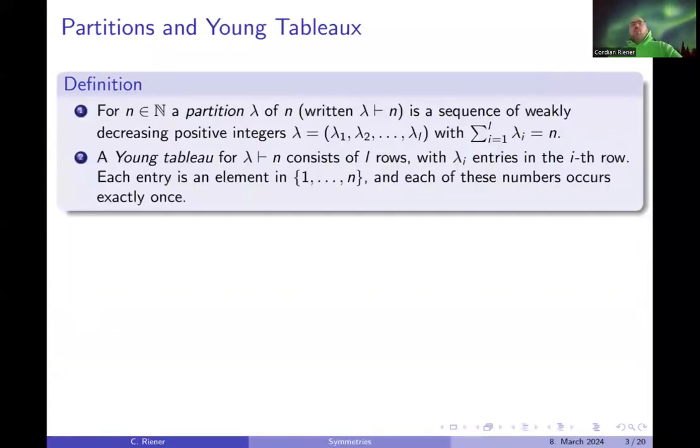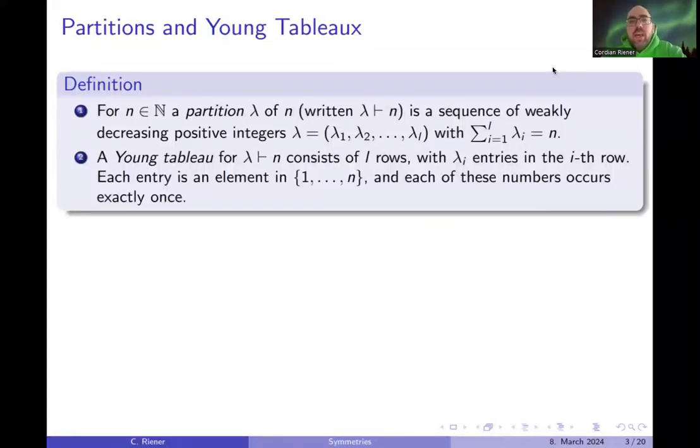Okay, so why does this have anything to do with what I have been talking about? I want to bring the representation theory of the symmetric group into the setup. As I mentioned during one of the lectures already, there's a beautiful connection between the representation theory of the symmetric group and combinatorial objects. The combinatorial objects that I want to look at now are partitions. A partition, for me, is just a sequence of weakly decreasing positive integers that sum up to a given number n.